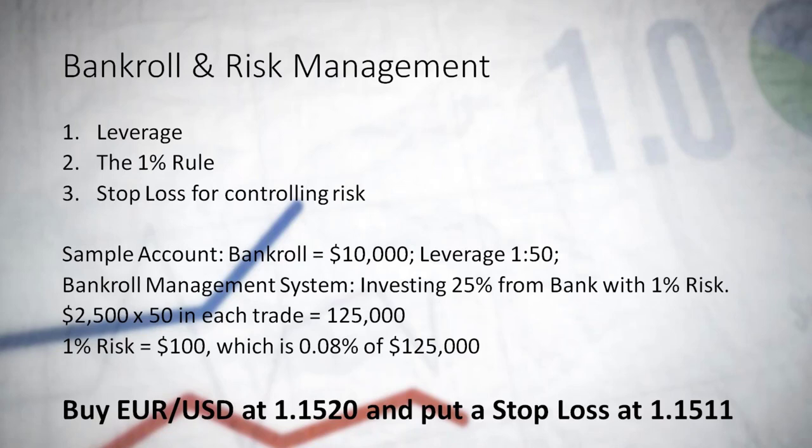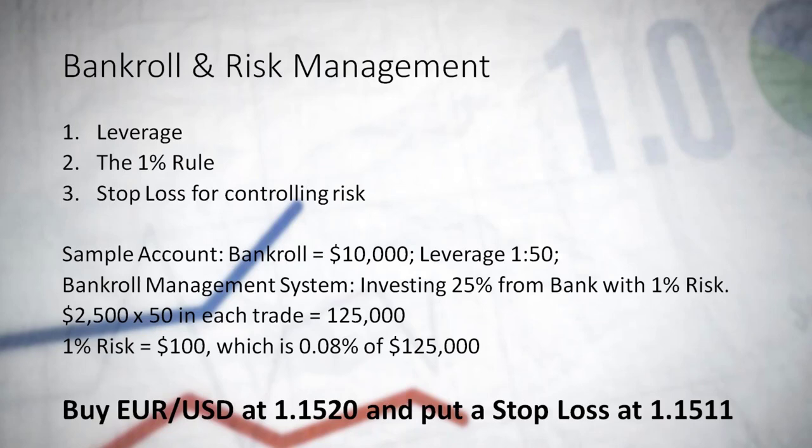If you invest 25% of your bank in a single trade, this means that you're investing $2,500 in each trade, right? Because 25% out of $10,000 is $2,500. However, your broker is giving you 1 to 50 leverage, meaning that your investment of $2,500 is multiplied by 50, so you will have a buying power of $125,000 for each trade, because 2,500 times 50 gives you $125,000 in each trade you will be able to put, although you have only a $10,000 bankroll. This is after the leverage.